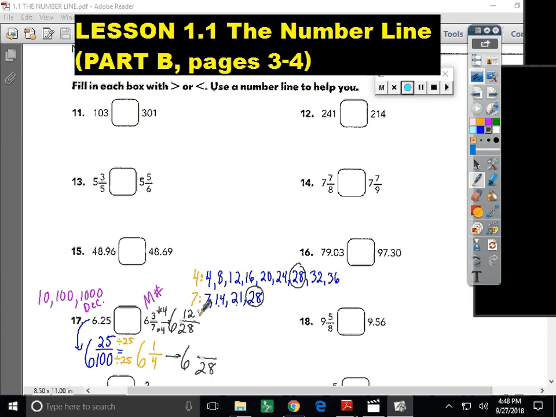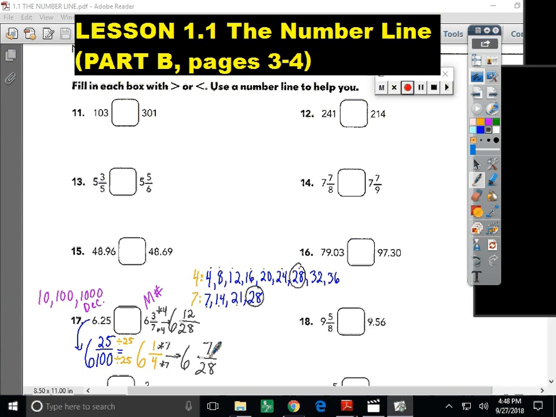Next, how did we go from 4ths to 28ths? Well, 1, 2, 3, 4, 5, 6, 7. You'll notice that that's your 7th multiple. You actually multiplied by 7. On the top and the bottom, we can get an equivalent fraction. So 1 times 7 is 7. I have 6 and 7 28ths.